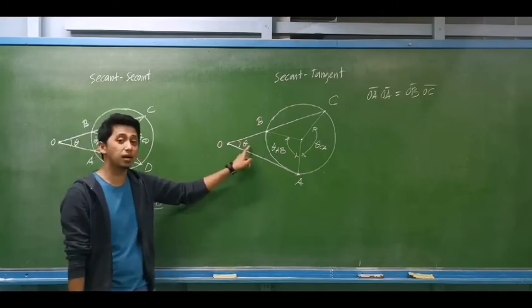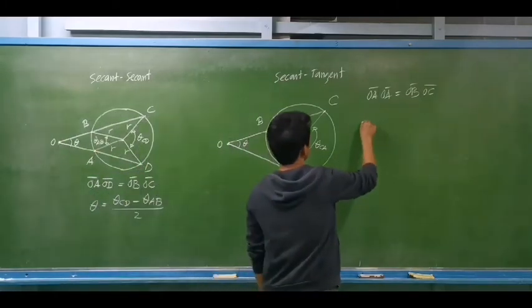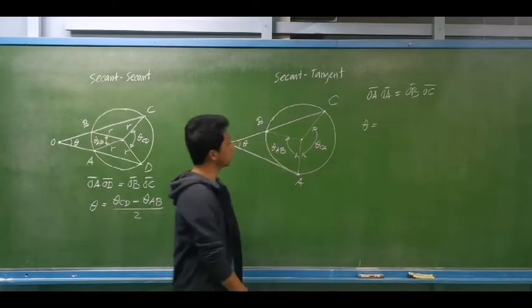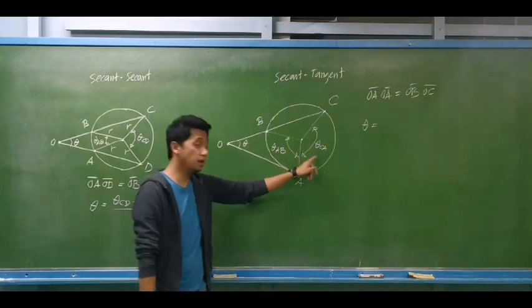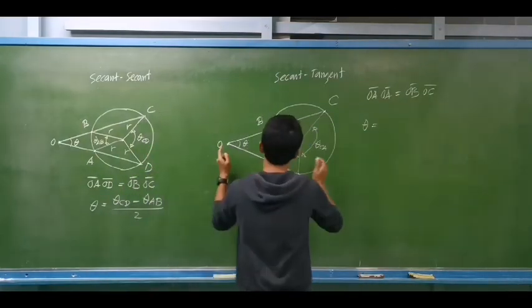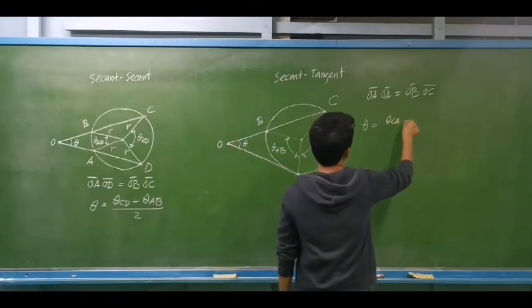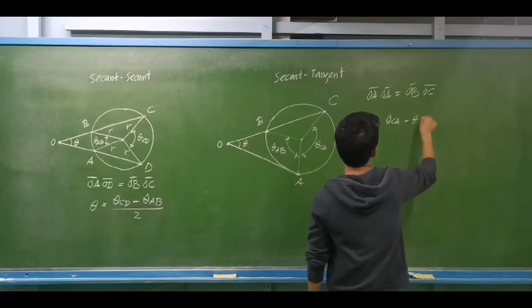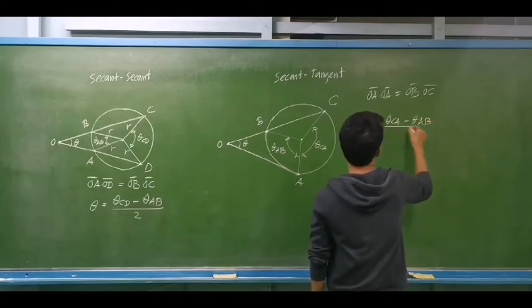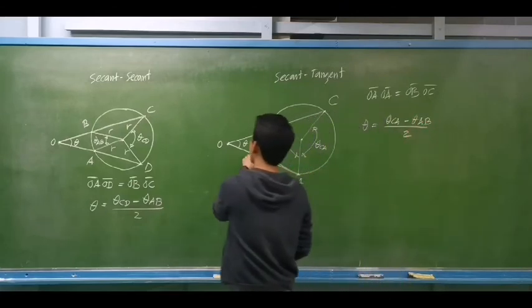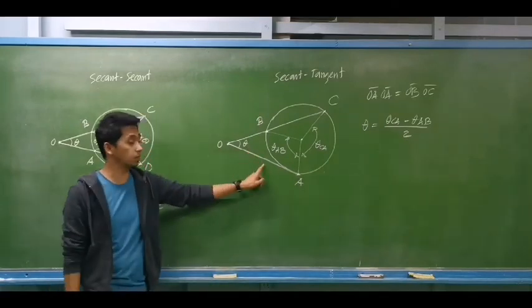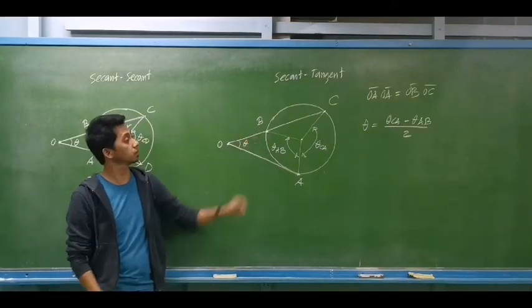How do we compute for this angle theta? So this is, yung theta is equal to yung CA, yung angle sa likod, from this point. That is theta CA minus theta AB, divided by 2. So that will be the angle of intersection between the tangent and the secant.